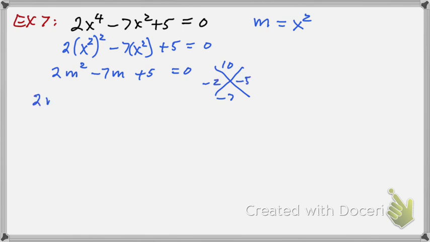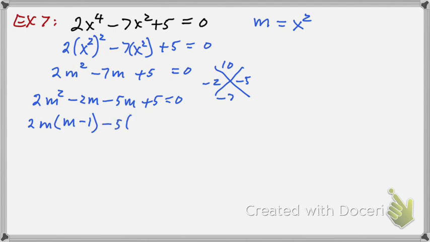So I'm going to say 2m squared minus 2m minus 5m plus 5 equals 0. So I can pull a 2m out. I can pull negative 5 out. And start combining things here. So I've got 2m minus 5 times m minus 1.